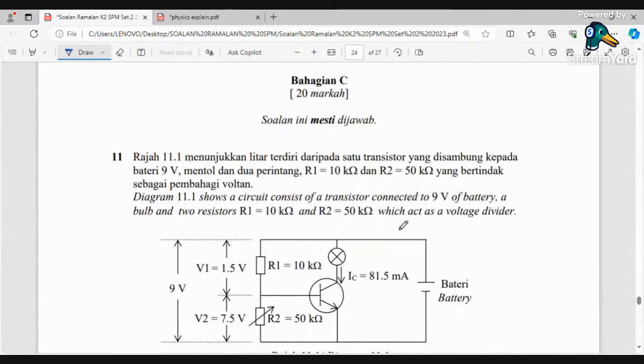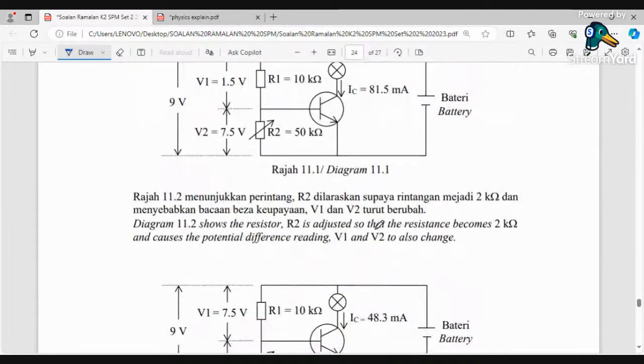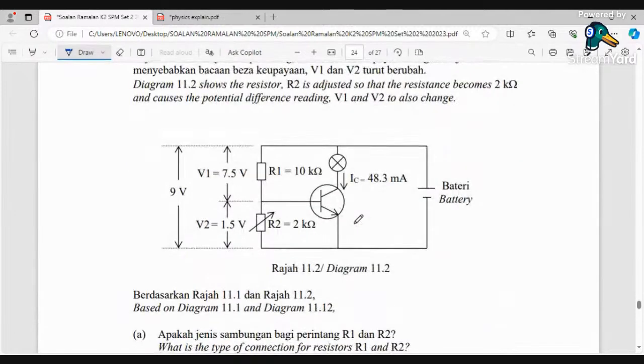Okey, soalan C ialah berkaitan dengan elektronik, topik elektronik, transistor. Kita ada transistor R1, R2. Okay, R1, R2, we call it voltage divider because they are sharing the voltage. Boleh nampak sini kalau V1 1.5, V2 7.5. So they're sharing the voltage. Okay, we have 11.2 ini.